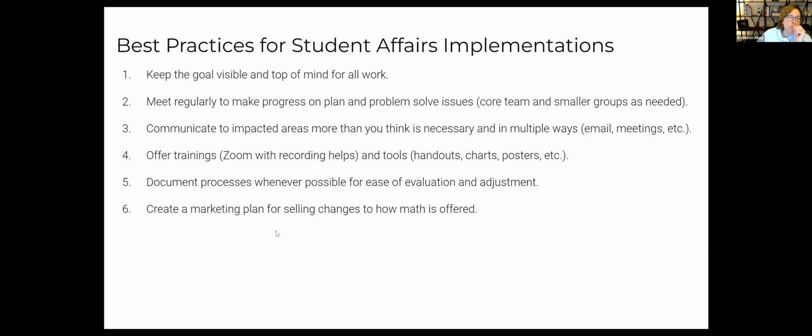And I'm going to ask you to do this. You're going to have to sell these changes to everyone impacted, including students. You're going to have to advocate for why you're doing this. And it can't just be because the state told me I had to. You're going to have some reason why you believe in this and you are encouraged and you're selling it, quote unquote, to other people.